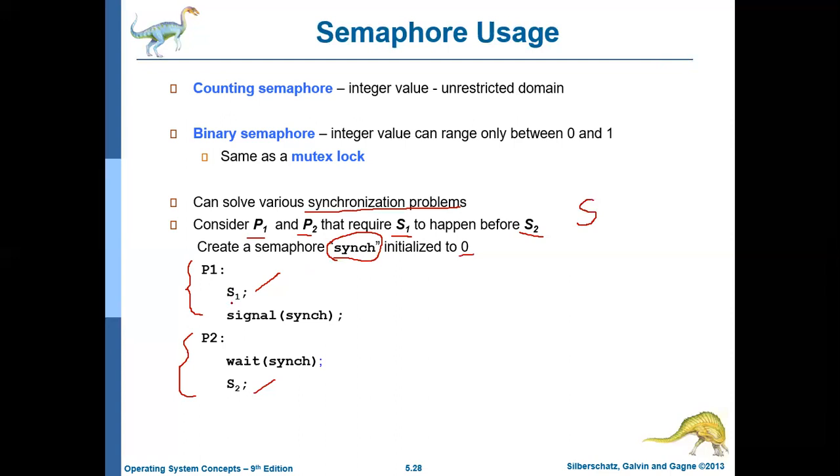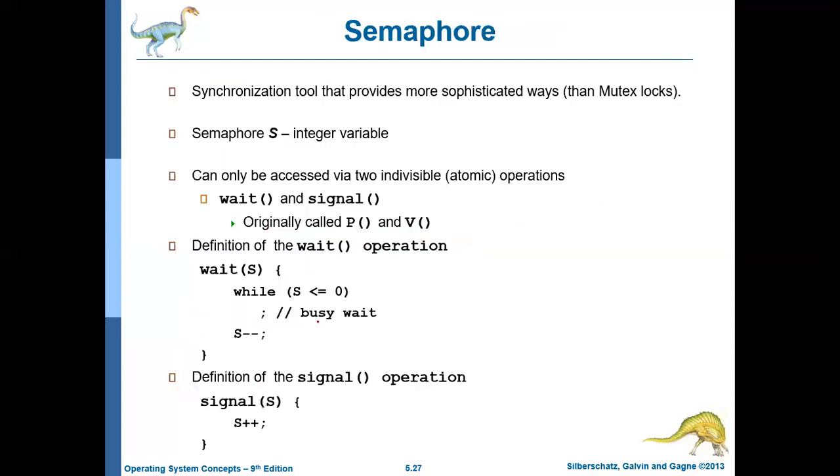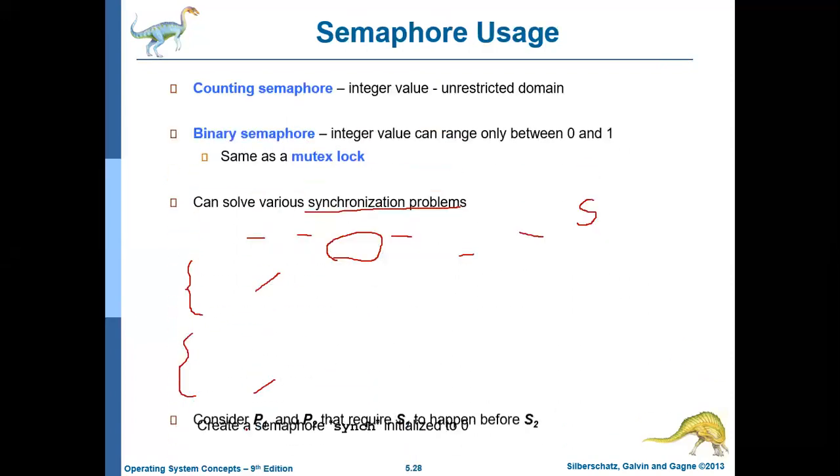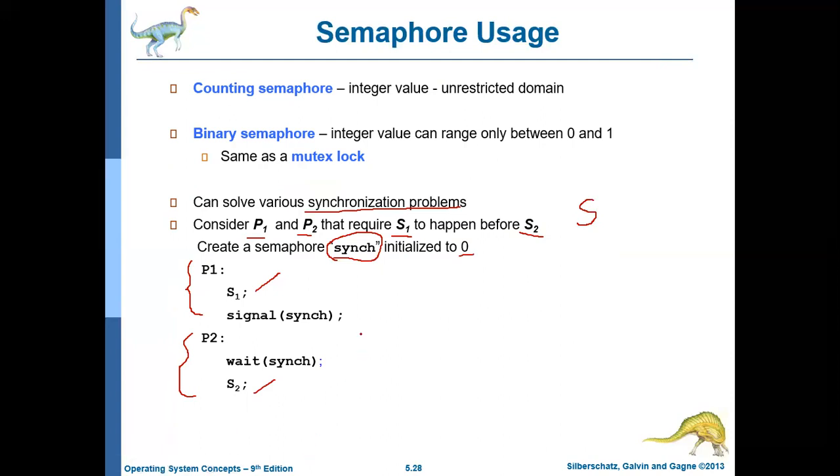If P1 is executing first, then S1 will execute first. Then it will call signal of sync. You know the code for signal of sync, it will just increment sync. So sync, which is initially 0, now has become 1. Say now after that P2 executes. Now P2 calls wait of sync. In wait we check whether sync is less than or equal to 0 or not. It's not less than or equal to 0, so S2 will be executed. So this order is maintained here, so no issues.